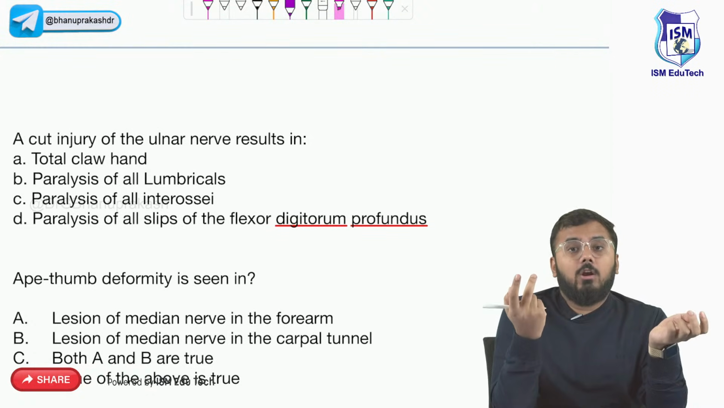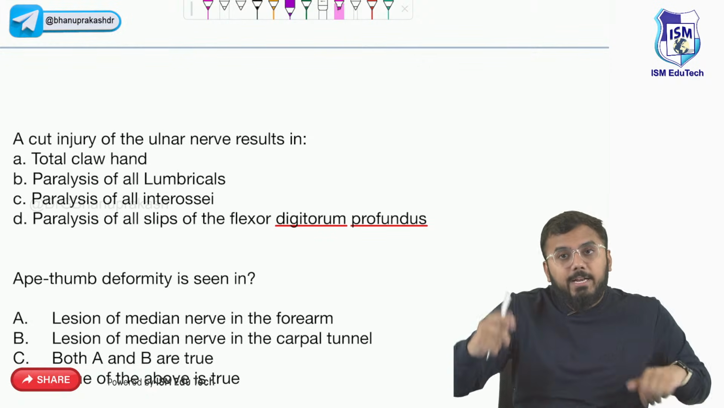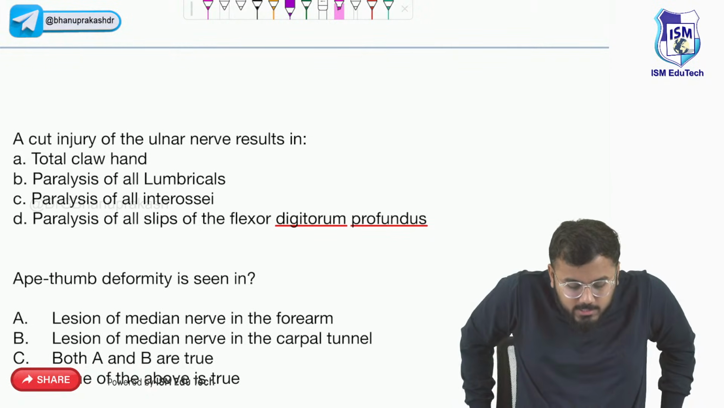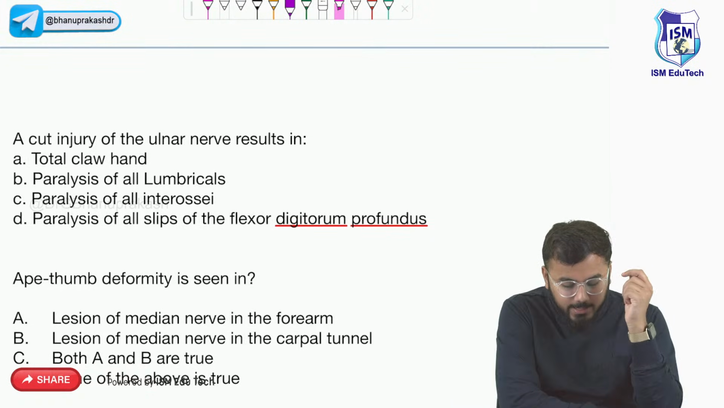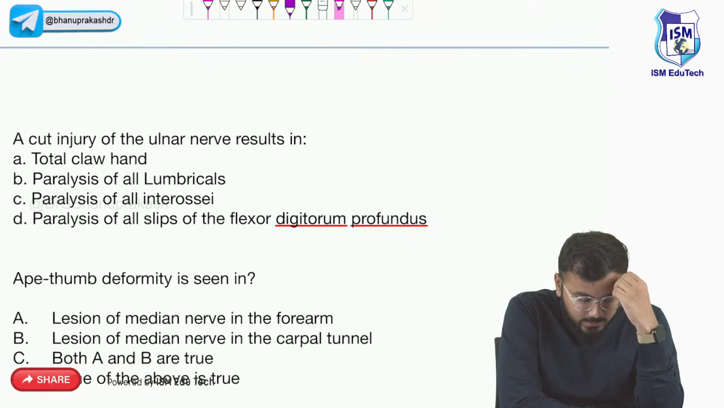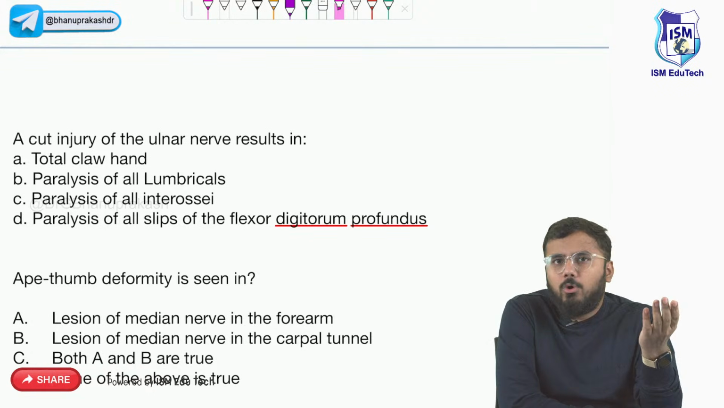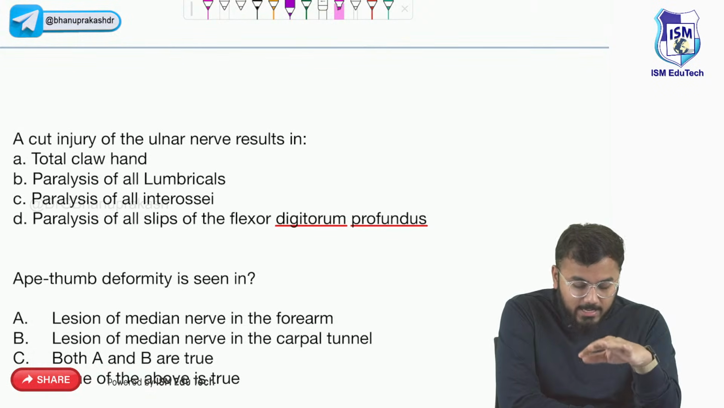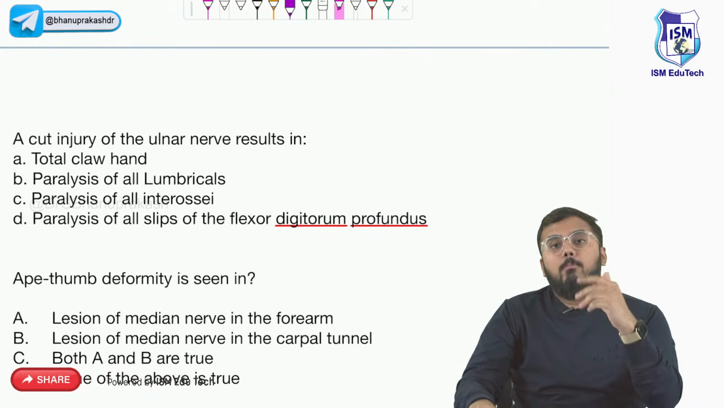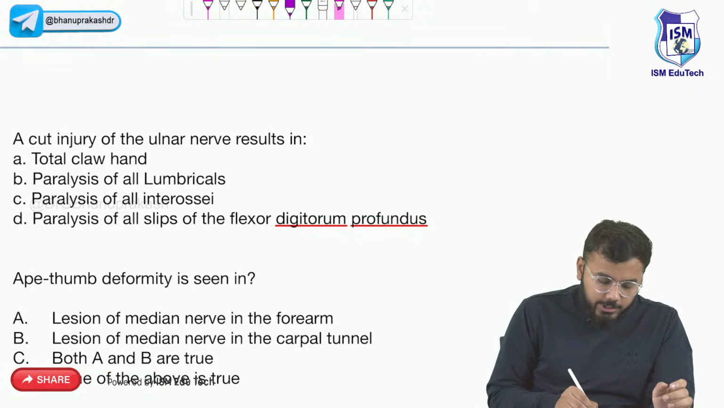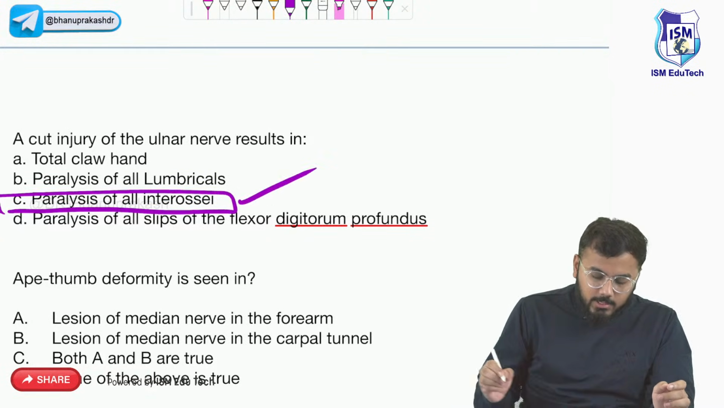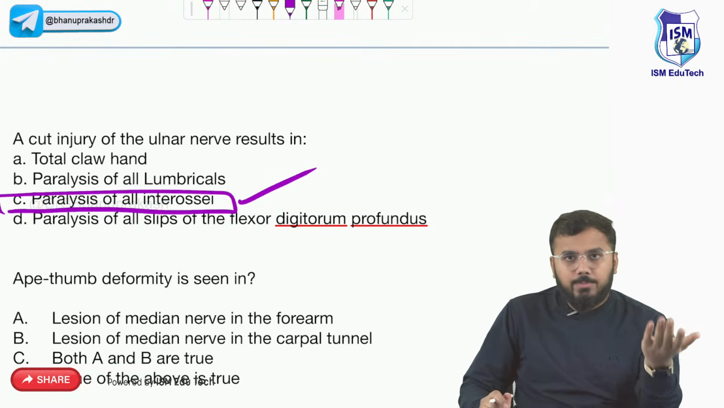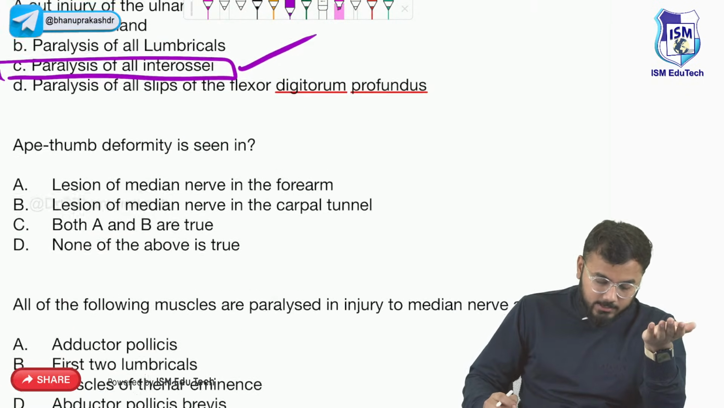No. Total claw hand is what? Ulnar nerve plus median nerve is total claw hand. But what is in this case over here? A cut injury of the ulnar nerve results in paralysis of all lumbricals? No. First two lumbricals are median. Second two lumbricals are ulnar. Paralysis of all interossei? Yes. Both palmar and dorsal interossei. These questions were asked previously in your FMGE exam as well.